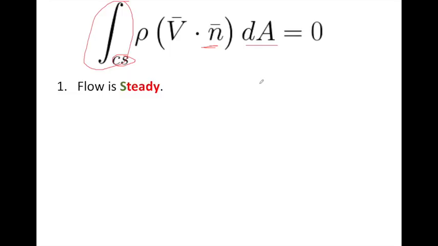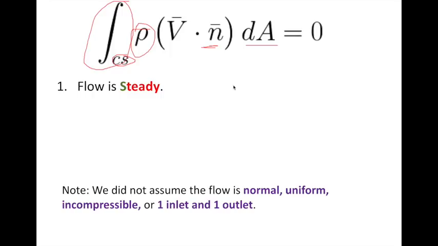And then the last term that we were considering is whether or not it's incompressible. We're leaving our density in here, meaning it can change across our system. So we haven't assumed that we have incompressible flow. So the only assumption that we have made in order to arrive at this form of the equation is that it's steady. And we haven't assumed any of those other things: normal, uniform, incompressible, one inlet, and one outlet.